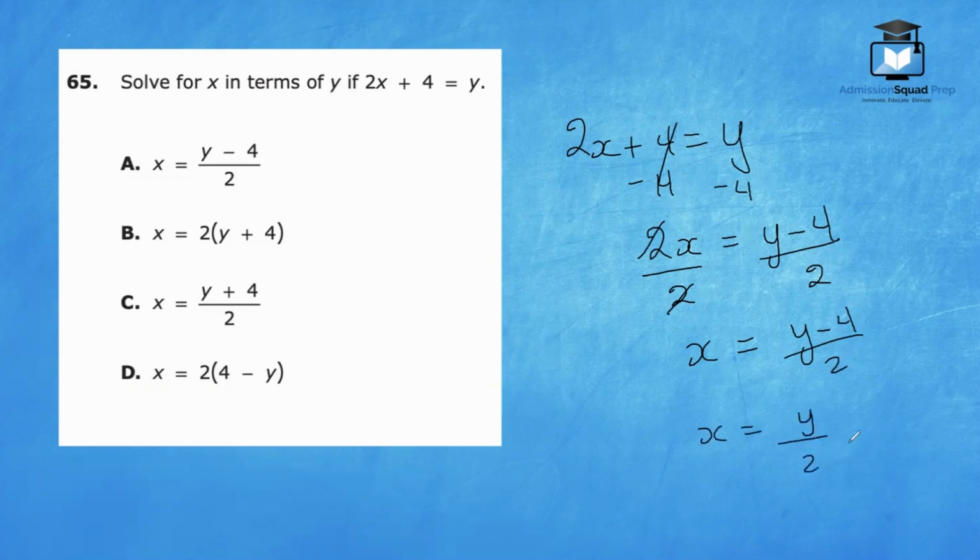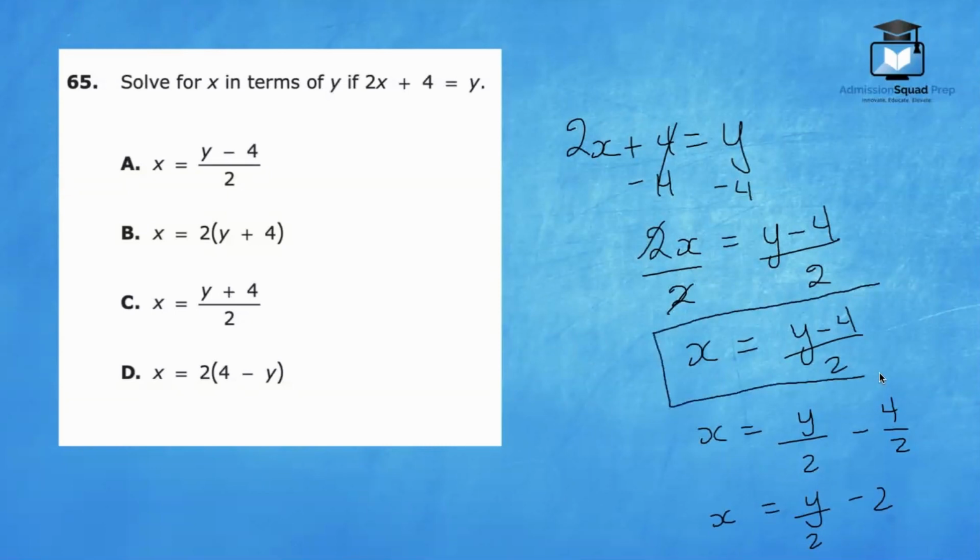may see y over 2 minus 4 over 2, which could also simplify to y divided by 2 minus 2. For the purposes of our problem, it looks like the final answer is expressed as a singular fraction. So A is the correct answer.